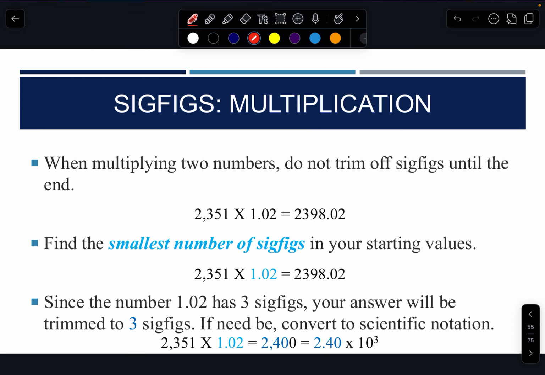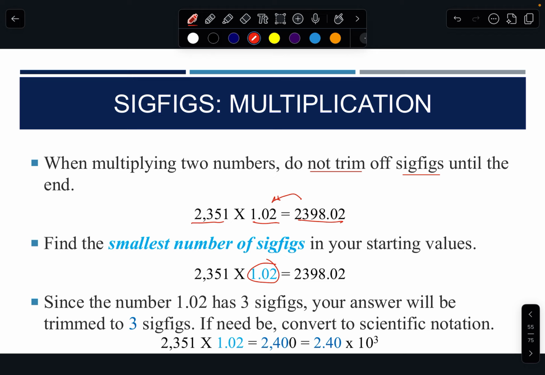Okay, when you multiply two numbers, you don't want to trim the sig figs until the end. This is true of any kind of calculation. Do not trim your significant figures until the very end, no matter what it is. If you have mixed calculations, we will also wait until the very end to trim those significant figures. So we have this number times this number. It's going to give us this number. Now, our fewest number of significant figures is going to be 1.02.